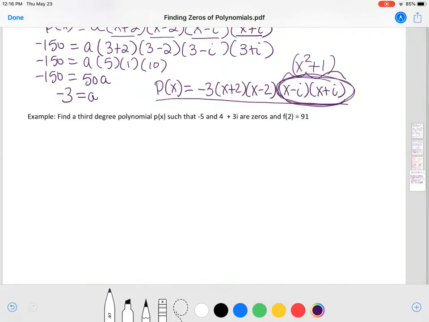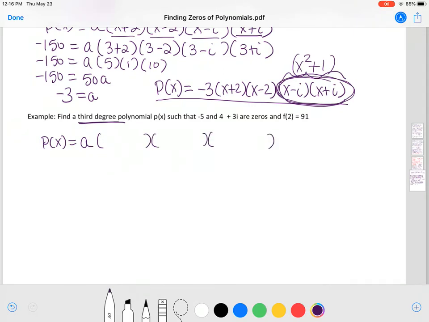Okay, last example. We've got to find a third degree polynomial. So thinking back to the linear factorization theorem, if we have a third degree polynomial, we want 3 linear factors to make sure that we have a complete polynomial, and I'm going to have 3 zeros. So I'm going to write down my leading coefficient, and I should have 3 factors.